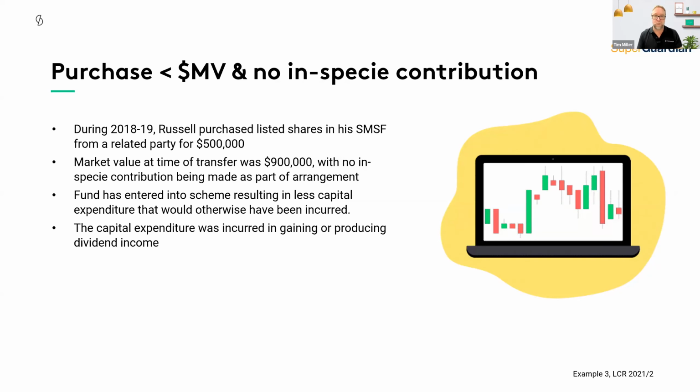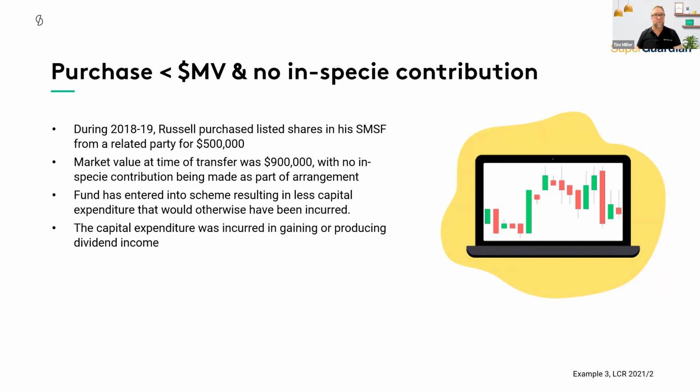And again, the examples that are used in the LCR and otherwise around in-specie contributions, and what I wish from the ATO from a regulatory point of view is that they would actually have a greater appreciation for what occurs in the market, because very rarely are we going to see this situation of Russell purchasing listed shares for $500,000 when the market value is $900,000. If any of you online are dealing with Russell, you're going to say, hey, Russell, you can't do that, right? Russell, if these shares are worth $900,000, you've got to pay $900,000, right?